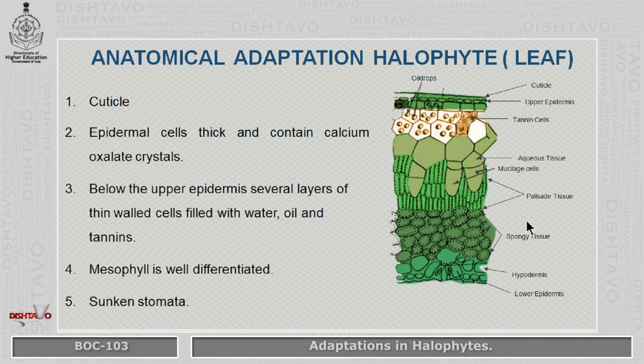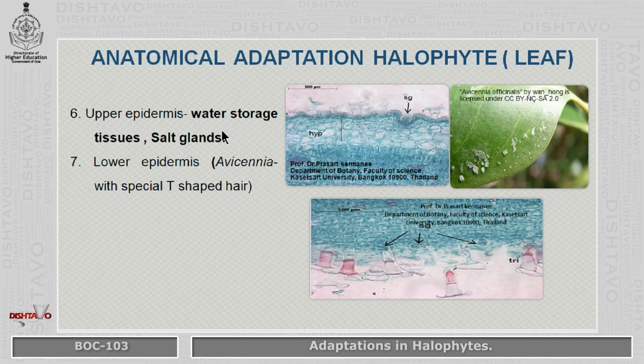Mesophyll is well differentiated into palisade and spongy. Since they are well differentiated, they also consist of chloroplasts. Chloroplasts help in photosynthesis. The lower epidermis shows the presence of sunken stomata. Sunken stomata help to reduce the rate of transpiration. The upper epidermis of the leaf also shows some water storage tissues. You can see from the picture, these are the water storage tissues.